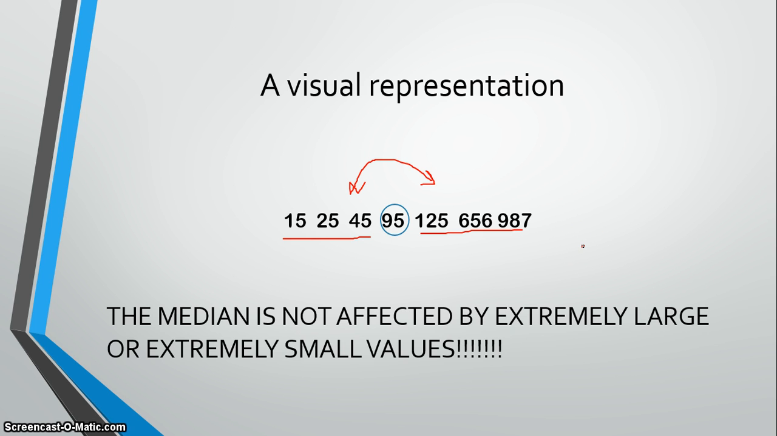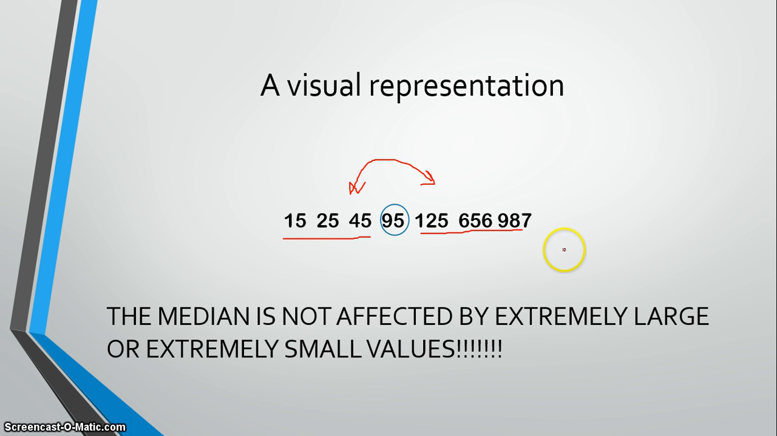And one important thing to note about the median is that it's not affected by extremely large or extremely small values. If I changed this 987 to 9,000,087, it wouldn't change what my median is, because the median doesn't care about the values in my dataset. It only cares about the number of values in my dataset. And as long as there's the same number on each side, you're going to have no problem. That's all that matters to the median. It doesn't matter if you have a very big or very small value in your dataset.